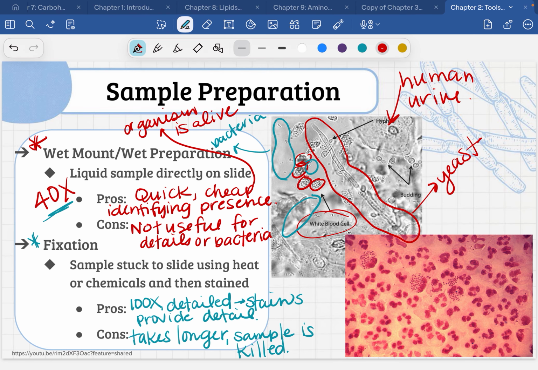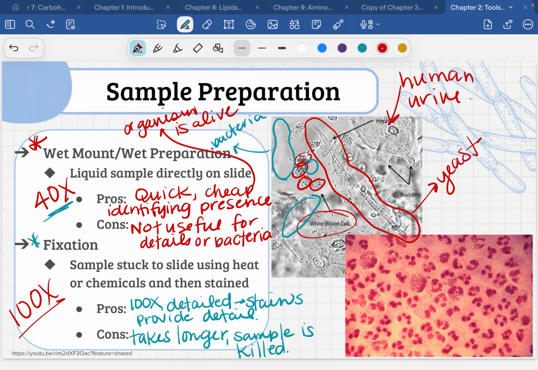Okay? So heat fixation and staining is most often used for situations where we're looking for bacteria. Because again, this can be viewed under the 100x, the higher magnification. So it's really useful for looking at bacteria or any case where we need to see detail.